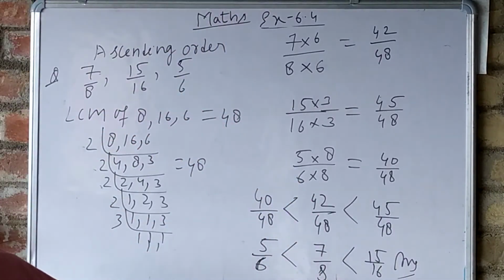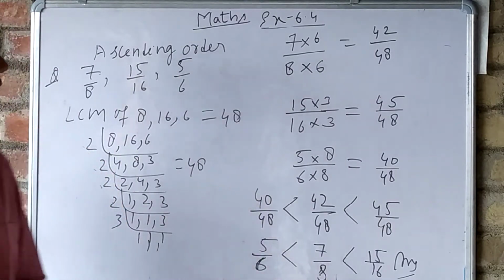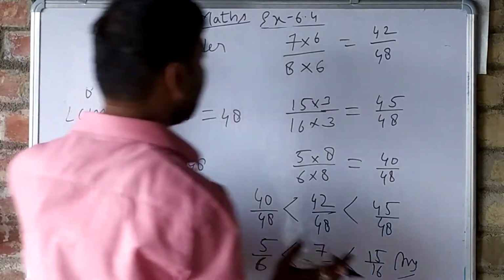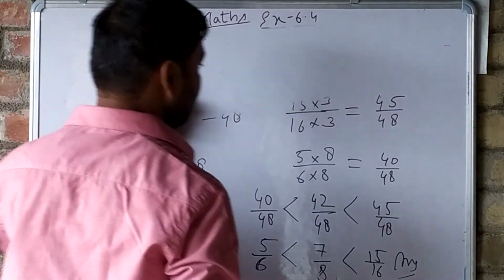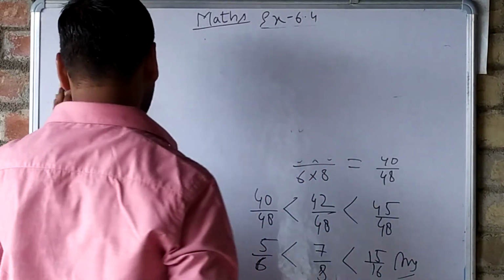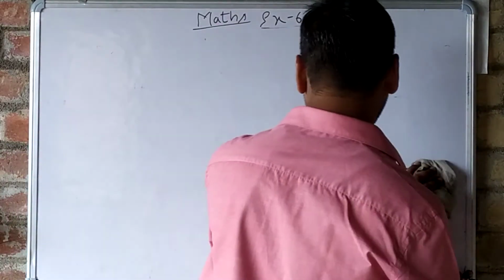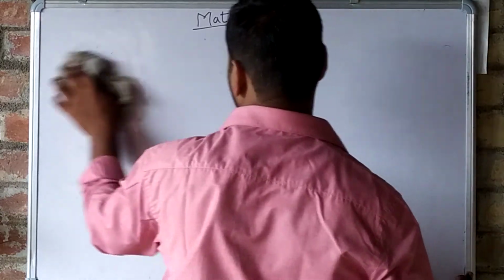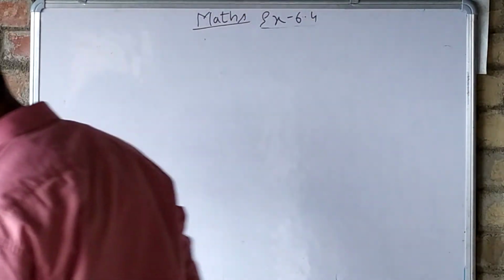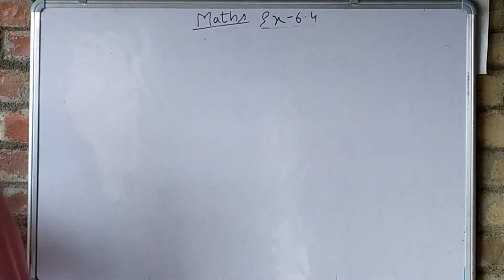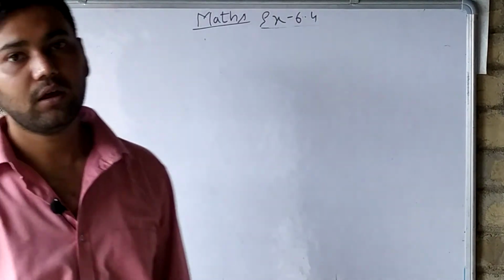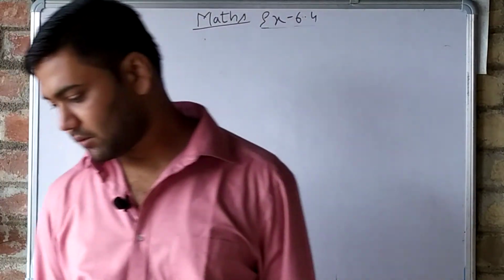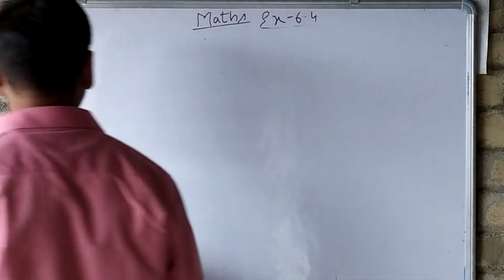Just what we need to do, we have to take LCM to arrange this, and similarly we will do descending order also. Descending order is very clear, we will do it in the same way. In descending order we will take LCM and after that we will arrange. See descending order.